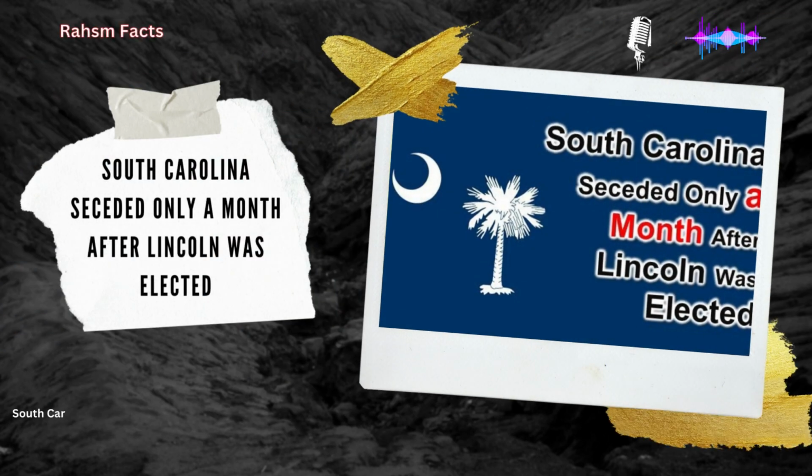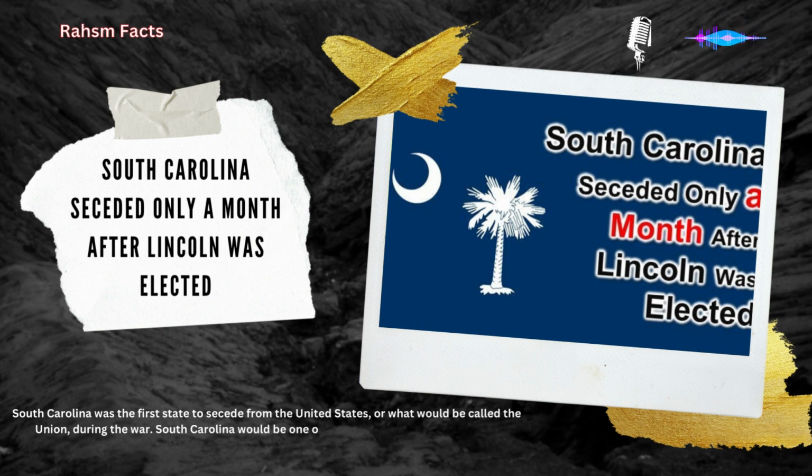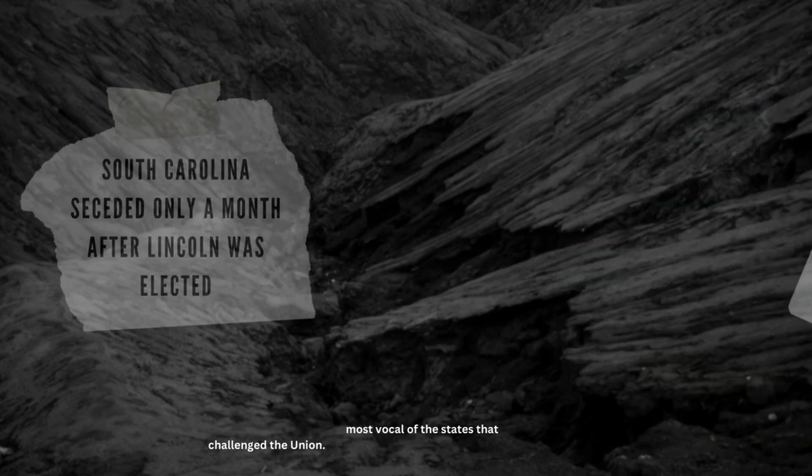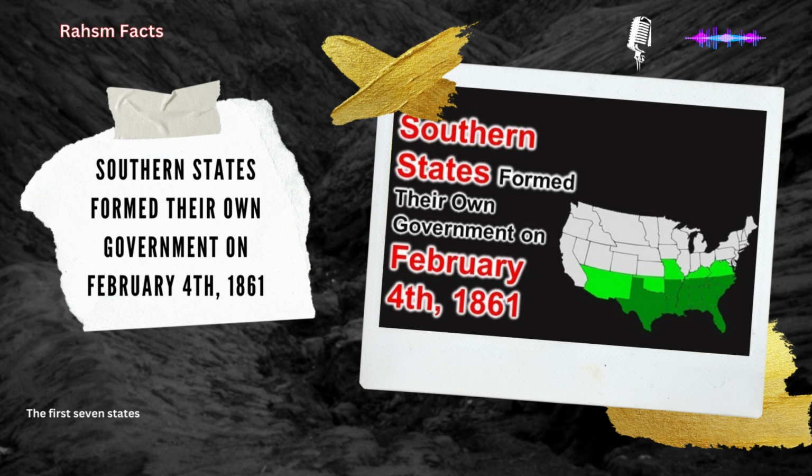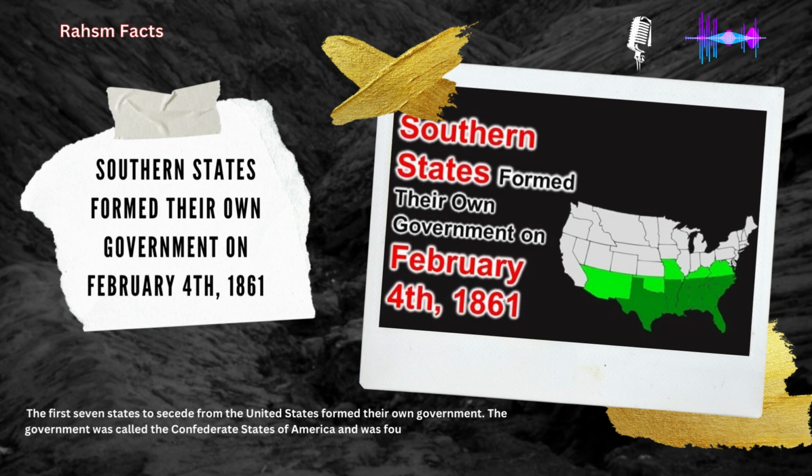South Carolina was the first state to secede from the United States, or what would be called the Union, during the war. South Carolina would be one of the most vocal of the states that challenged the Union. The first 7 states to secede from the United States formed their own government. The government was called the Confederate States of America and was founded on February 4, 1861.